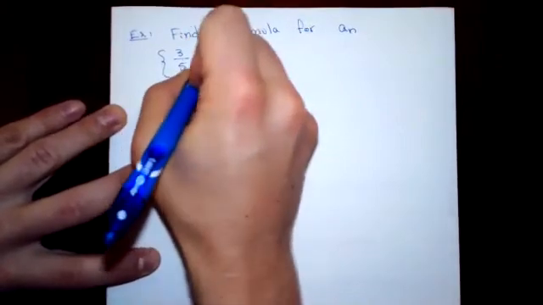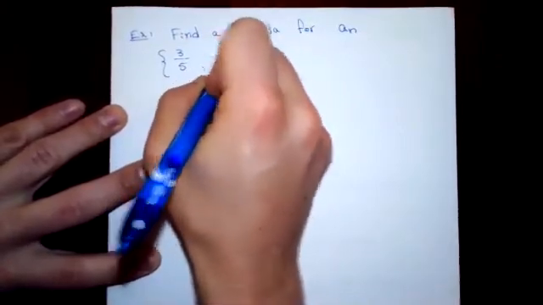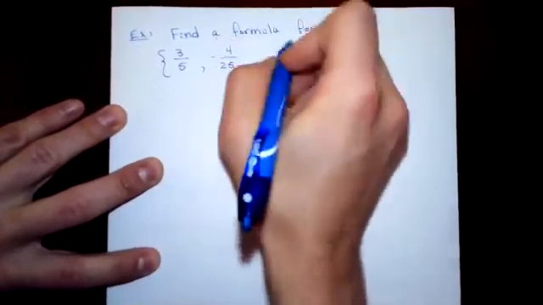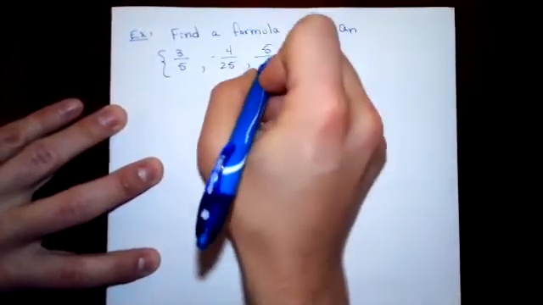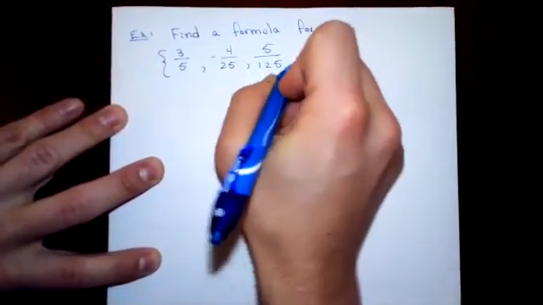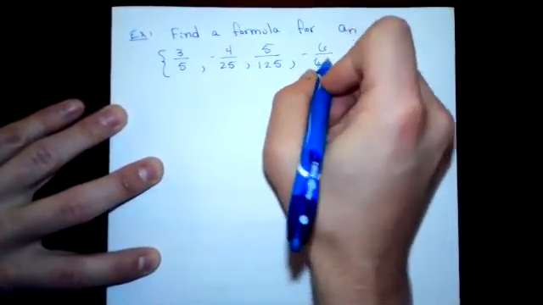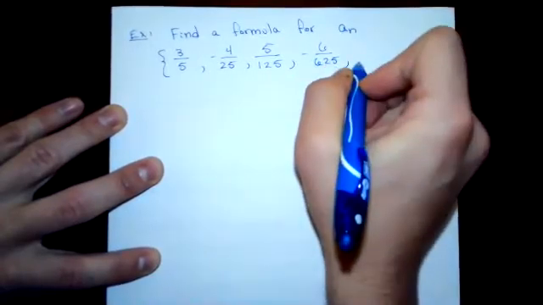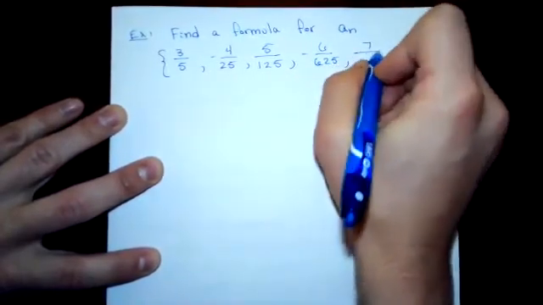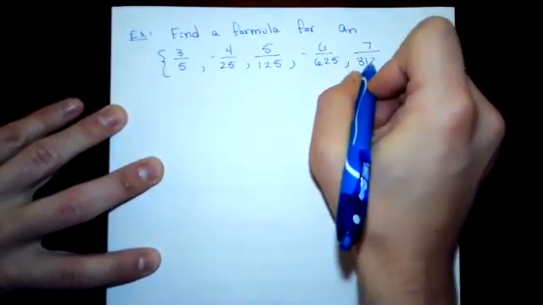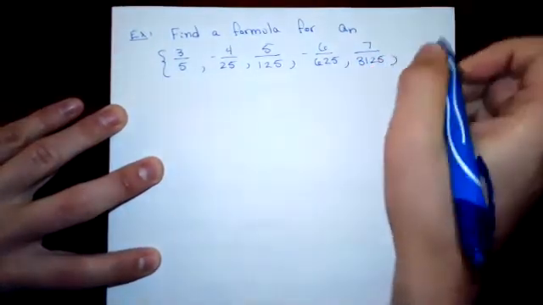3/5, minus 4 out of 25, 5 out of 125, negative 6 out of 625, and then 7 over 3125.